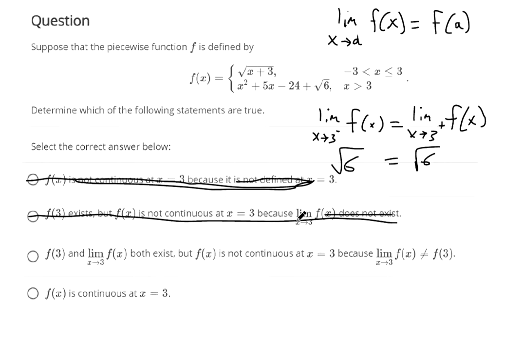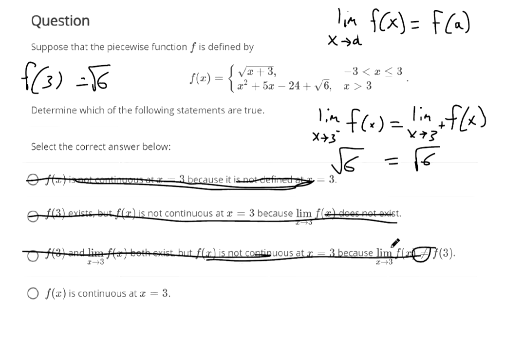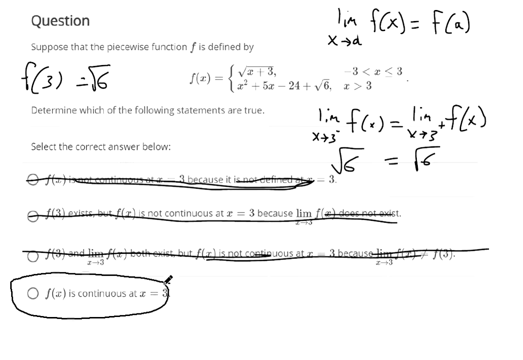That's not true. f of 3 and the limit as x approaches 3 of f(x) both exist. Now we determined this is true. f of 3 does exist. You just have to plug 3 in here. The limit as x approaches 3 of f(x) exists. But it says f of x is not continuous because the limit does not equal the exact value. Look, if you plug in 3 into this function, you get square root of 6. That's the same thing as the limit. So this is not true. That should say equals. So it is continuous. It met all those properties. The limit was the same as if you plugged in x equals 3.